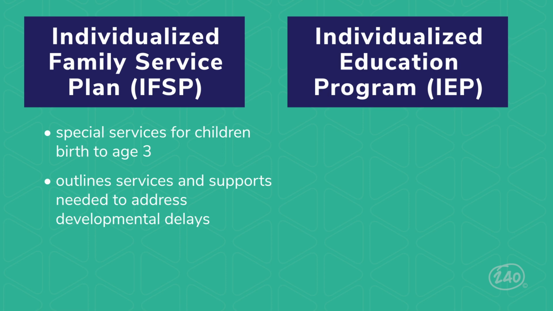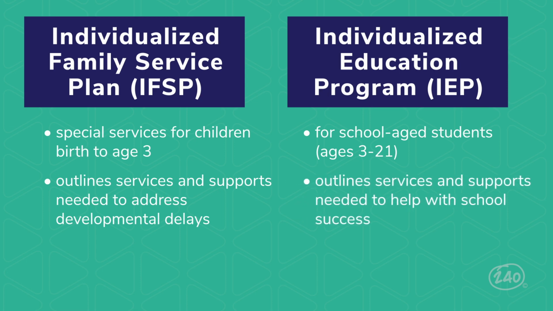IEP stands for Individualized Education Program. This is a plan created for school-age children with disabilities from ages 3 to 21. It outlines the services and supports that a child will receive to help them succeed in school. Early childhood educators are on the team that help develop those plans and are responsible for following them for their students. Okay, we've made it through the 4 sub-areas.